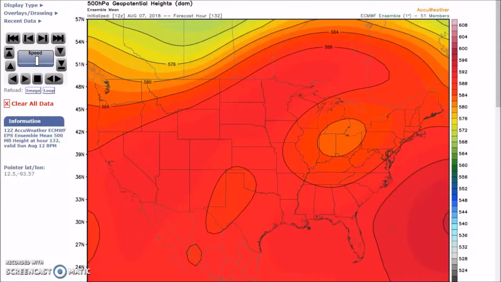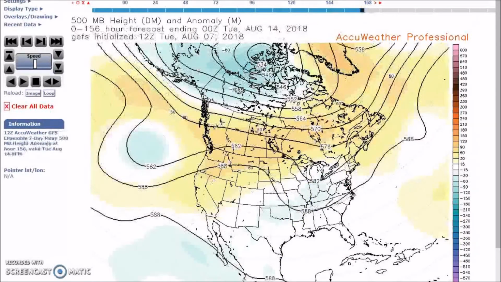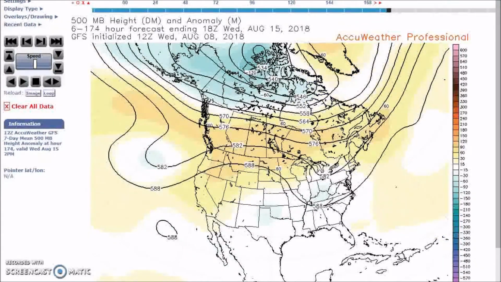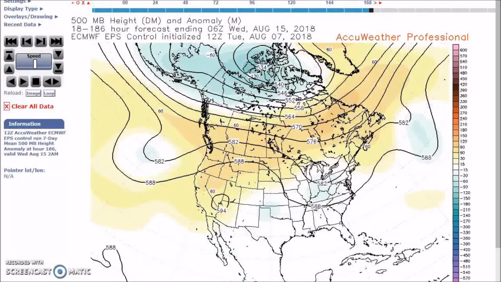August 14th to the 18th. We have a strong ridge that will be centered here. I'm going to go through the models here. You can see it's on here. This is the European. We have a strong ridge here, and we have a trough in the east. And the models are in good agreement with this.